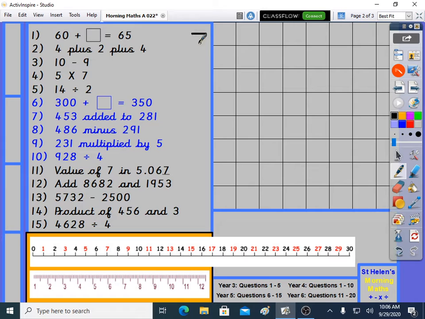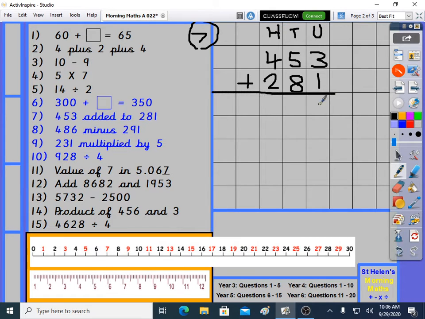Question 7, 453 added to 281. 3-digit numbers we're using here. 1, 2, 3. Hundreds, tens, and units. 3-digit numbers. We're just adding them. 3 plus 1 is 4. 5 plus 8, let's do that one here. 5 plus 1, 2, 3, 4, 5, 6, 7, 8 is 13. 4 plus 2 is 6, plus 1 is 7, and we get 734.